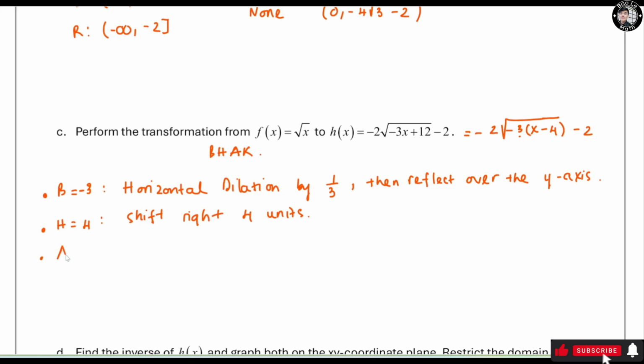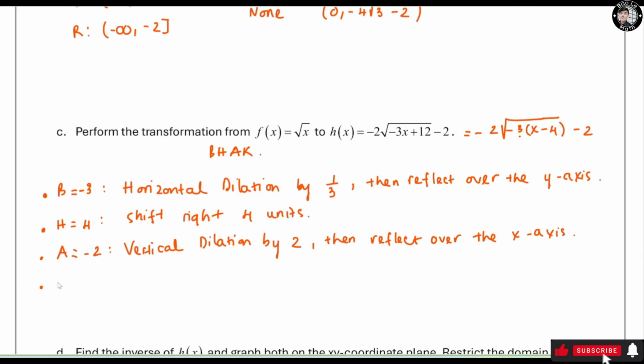Now A is -2. We're going to do a vertical dilation by a factor of 2 and reflect over the x-axis, right? A is -2 right here. We're going to shift down 2 units, right?